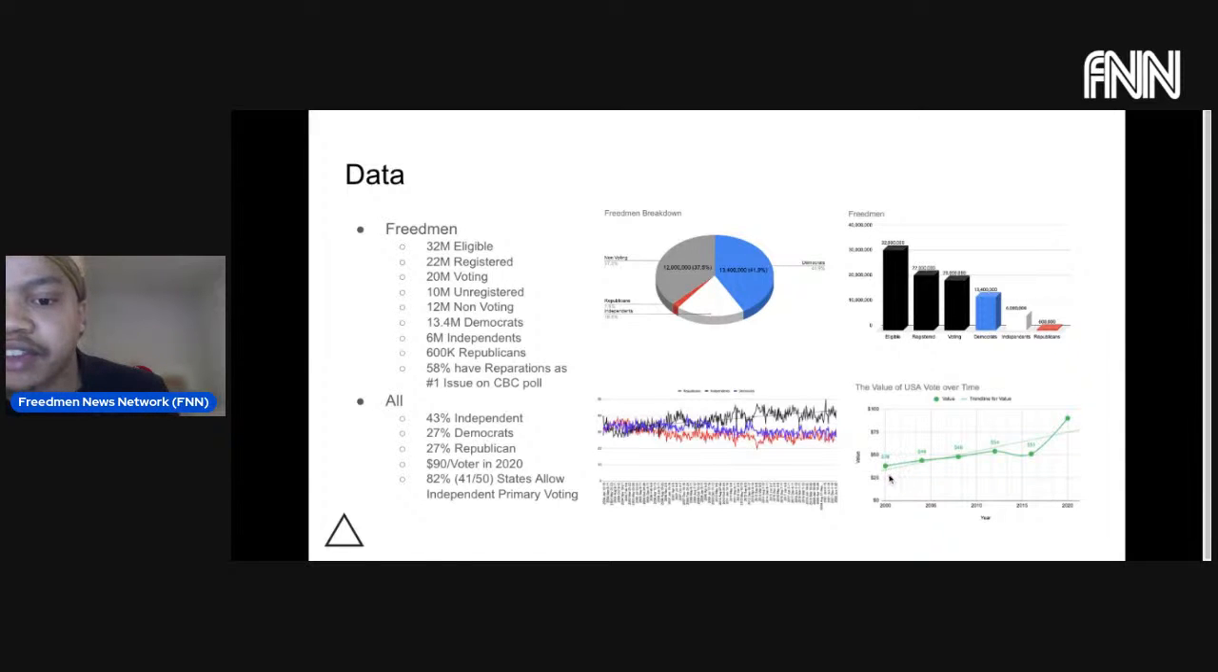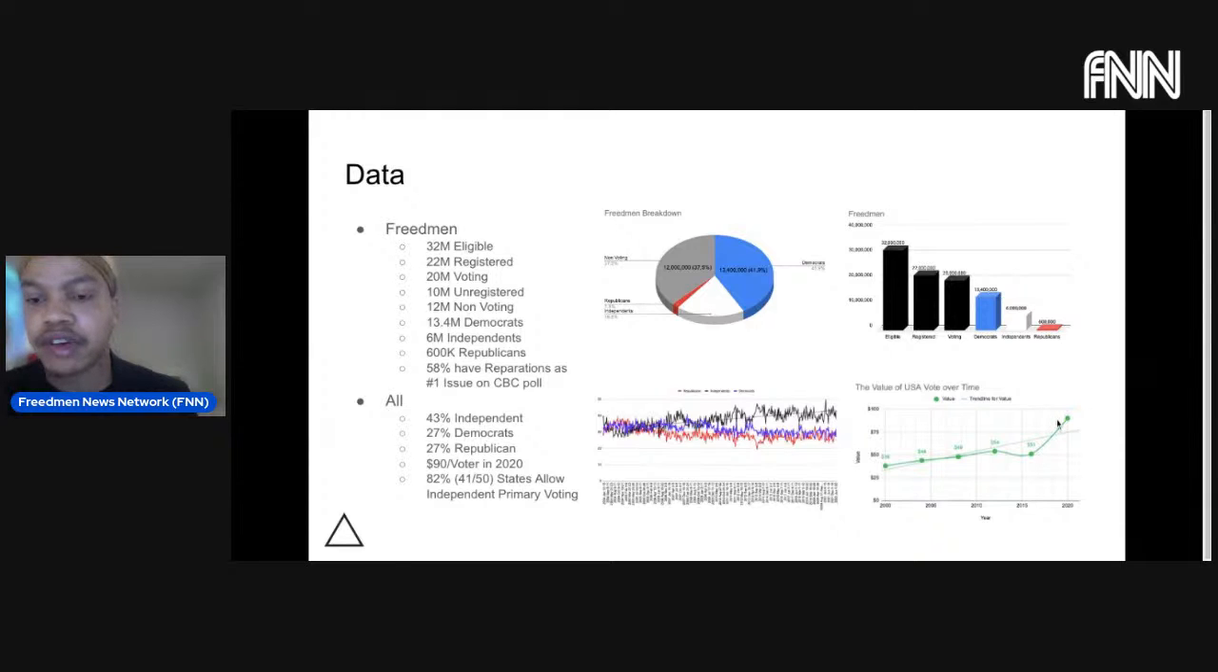So in 2000, it was $38 per citizen, or per voter, I should say. In 2004, it was $44 per voter. In 2008, it was $48 per voter. In 2012, it was $54 per voter. And then it dropped to $51 per voter in 2016. And then it shot back up to $91 per voter in 2020. So the overall trend in the value of a vote is increasing over time. So don't ever let someone tell you that your vote is worthless.